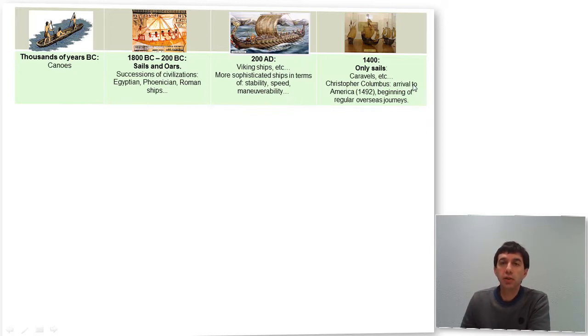Then, at year 1400, more or less, only sails were used, and caravels and so on started to be used. And we can remark the Christopher Columbus event, when he arrives in America in this year. And after that, the beginning of regular overseas journeys started to be produced.